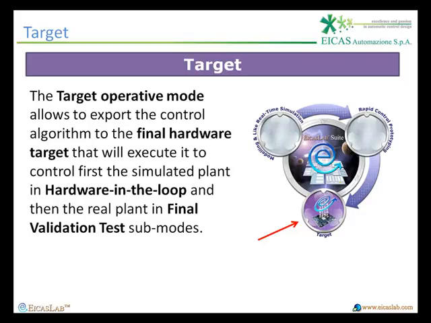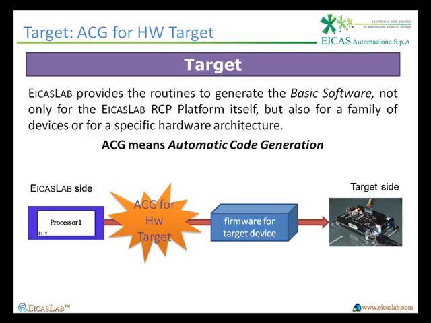EICASLAB provides a target operative mode allowing to export the control algorithm to the final hardware target that will execute it to control first the simulated plant in hardware-in-the-loop and then the real plant in final validation test submodes. EICASLAB provides the routines to generate the basic software not only for the EICASLAB RCP platform itself, but also for a family of devices or for a specific hardware architecture.